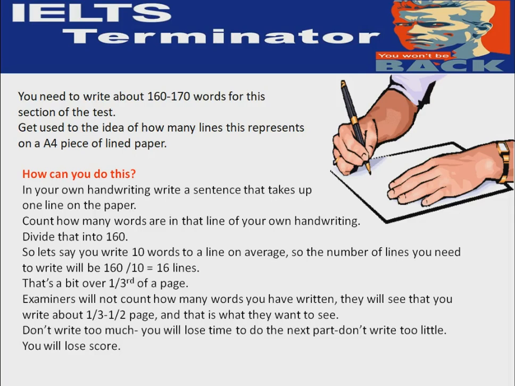So let's say you write 10 words to a line on average, and that's pretty much the average. So the number of lines you need to write will be 160 divided by 10, or 16 lines. That's a bit over a third of a page. The examiner will not count how many words you have written. They will see that you write about a third to half a page. And that is what they want to see, because they know that equates to about 160 words.